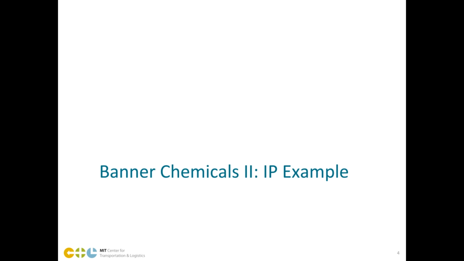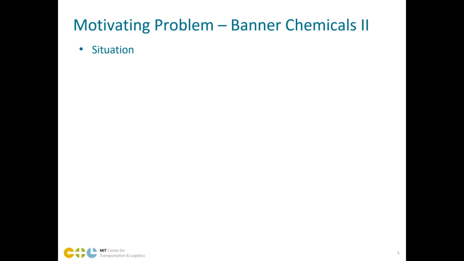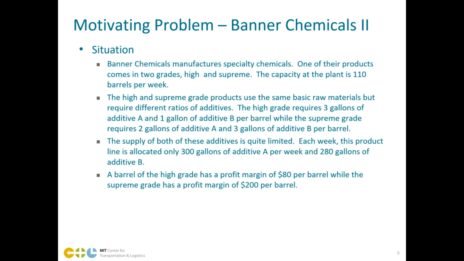Okay, let me illustrate some of the issues and complications with integer programming through an example. You should all be familiar with the Banner Chemicals problem. This is one we solved as a linear program in the previous lesson. Just to remind you, we're producing a high and supreme grade product. They both use the same raw materials.